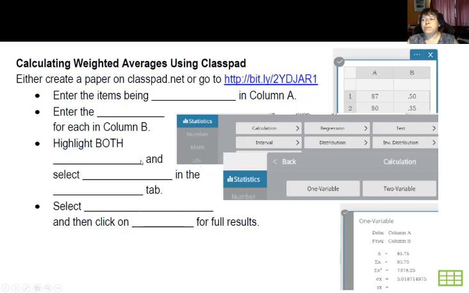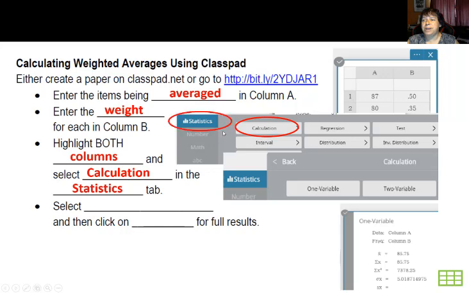Now, I've also created a little paper on ClassPad.net, but you can create your own. It's pretty simple, and I do have a video up on my website that shows you how to use it. First of all, you're going to enter the items being averaged in column A, all right? Then you're going to enter the weight, or sometimes frequencies, which we'll talk about later, in column B. Highlight both columns, and then you're going to select calculation, which is in the statistics tab right there. And then you're going to select one variable, which is what pops up after you hit calculation. Then you can click on more for full results.